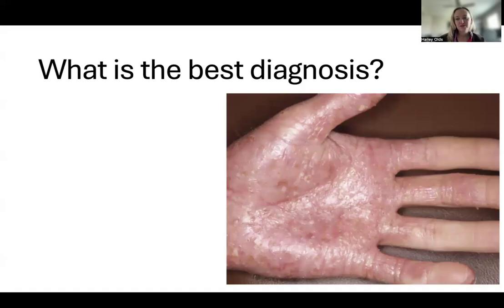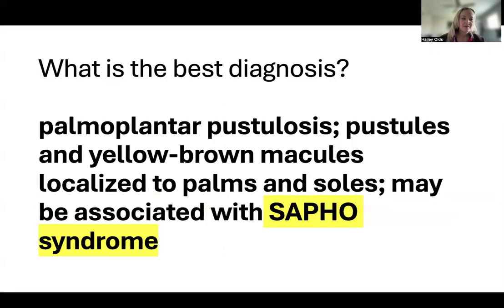What is the best diagnosis for this one? So similar, but it's on the palm, but it's still studded with those pustules. So this is palmoplantar pustulosis, and this may be associated with SAPHO syndrome.